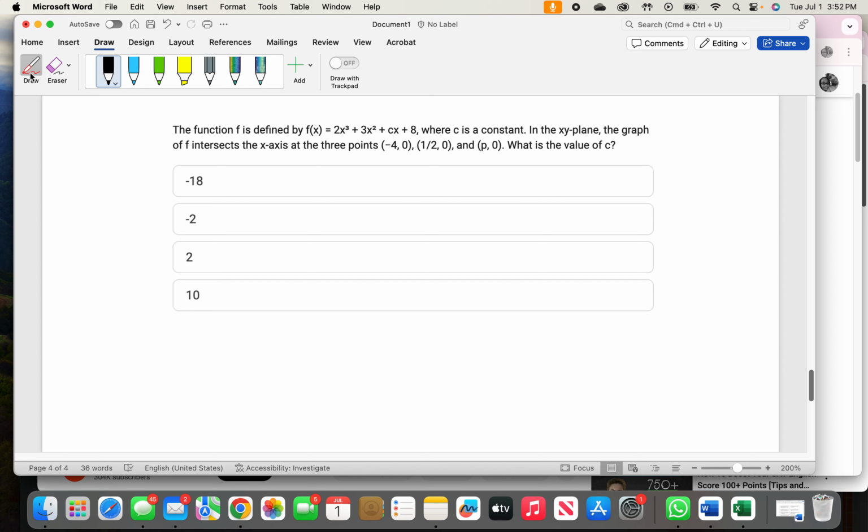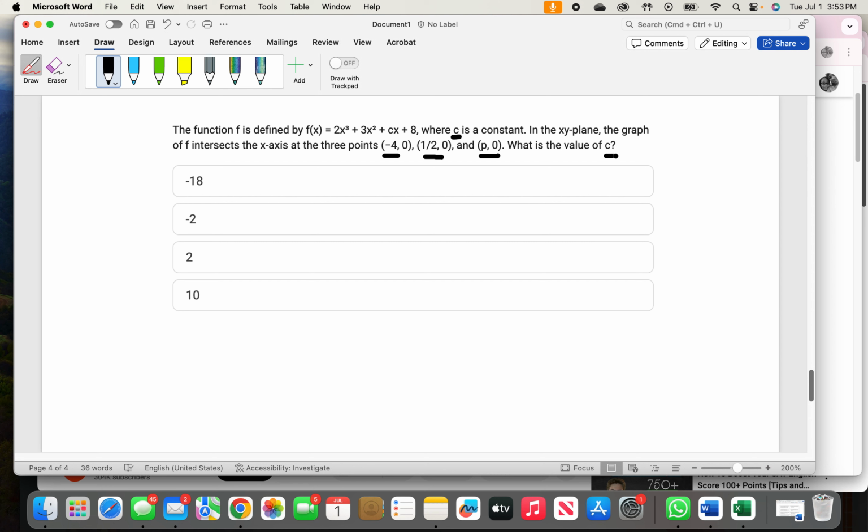So let's begin. The function f is defined by f of x equals 2 times x to the third power plus 3 times x squared plus c times x plus 8, where c is a constant. In the x-y plane, the graph of f intersects the x-axis at 3 different points. So here are the points. What is the value of c?